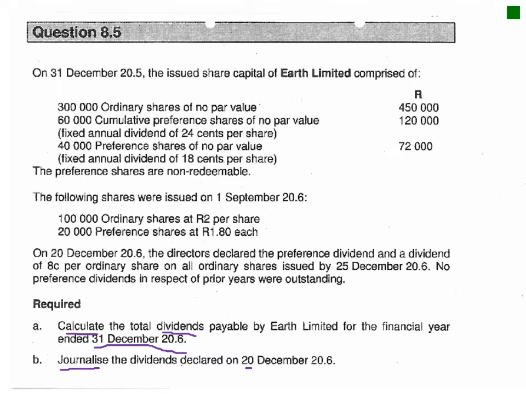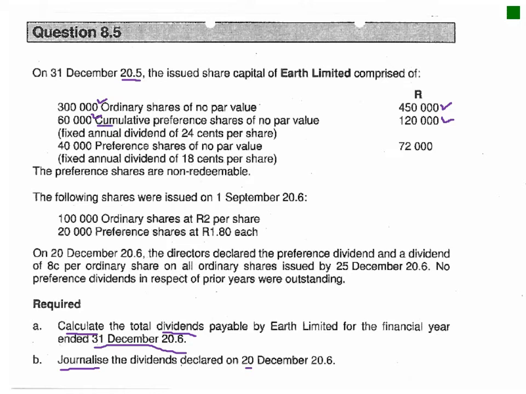On the 31st of December 2005, so this is the end of the prior year, the beginning of the current year, this company had 300,000 ordinary shares with no par value. The total amount they'd received for those shares is 450,000 Rand. They had 60,000 cumulative preference shares of no par value. The total amount they'd received is 120,000 Rand.